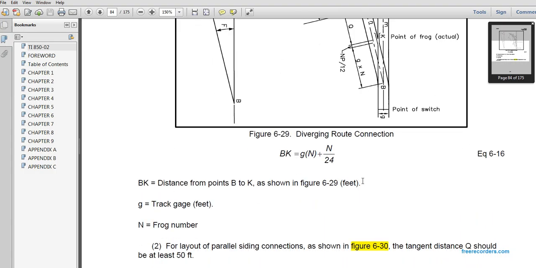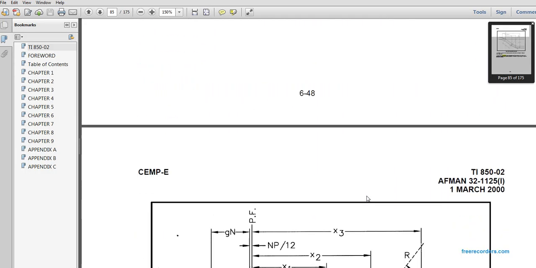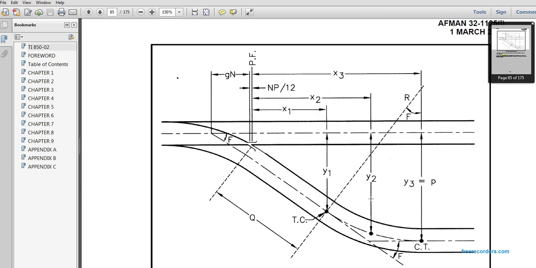BK distance. The BK is the distance between B to K, as shown in Figure 6-29, in feet, and G, the track gauge in feet, and N, the frog number. For the layout of parallel siding connections, as shown in Figure 6-30, the tangent distance Q should be at least 50 feet. The Q right here is 50 feet.